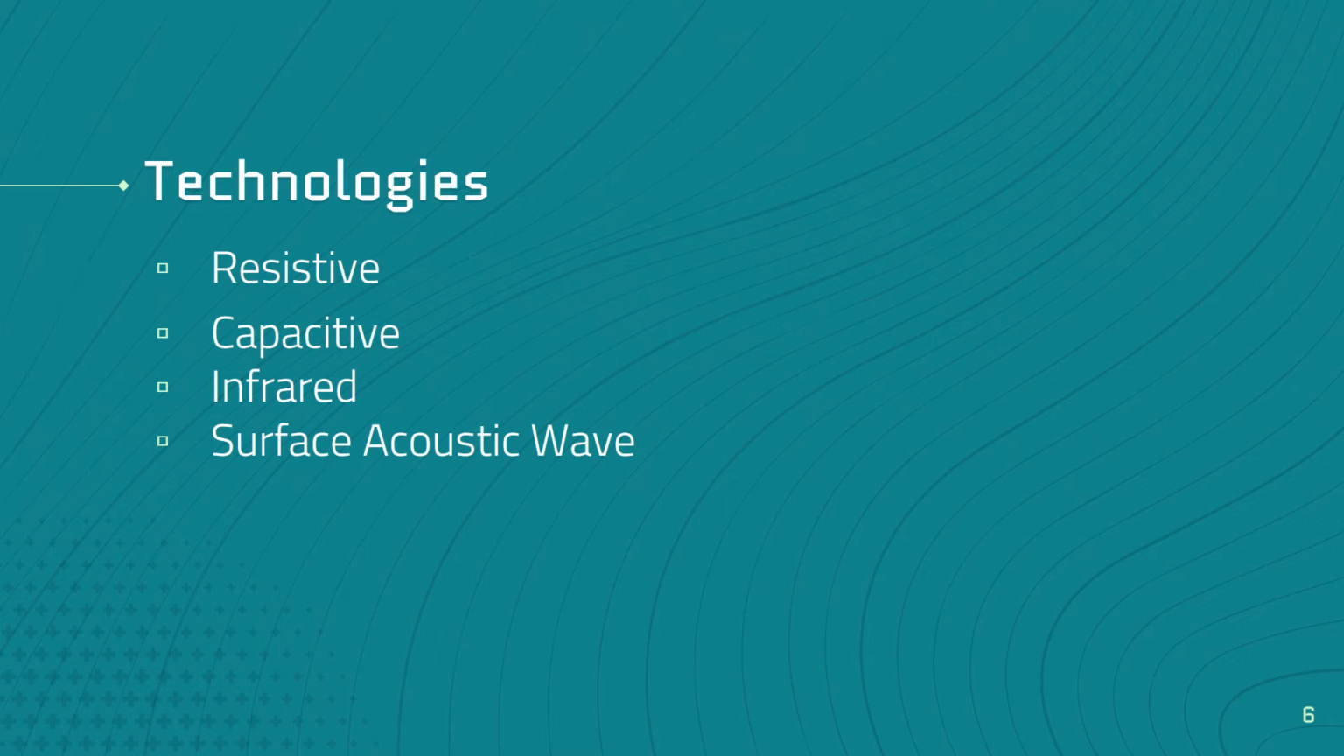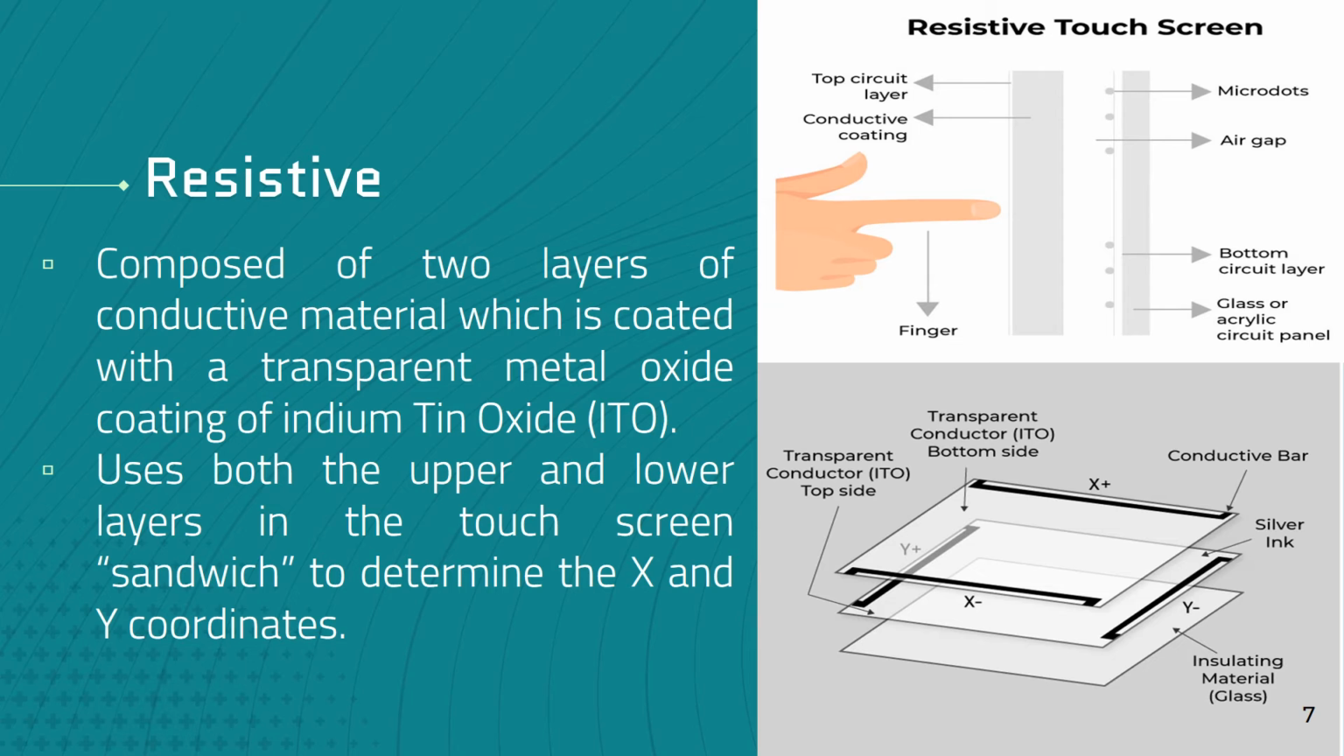Next, we will see the different technologies used in touchscreens. There are four types of technologies used in a touchscreen: resistive, capacitive, infrared, and surface acoustic wave. First, let us see resistive.